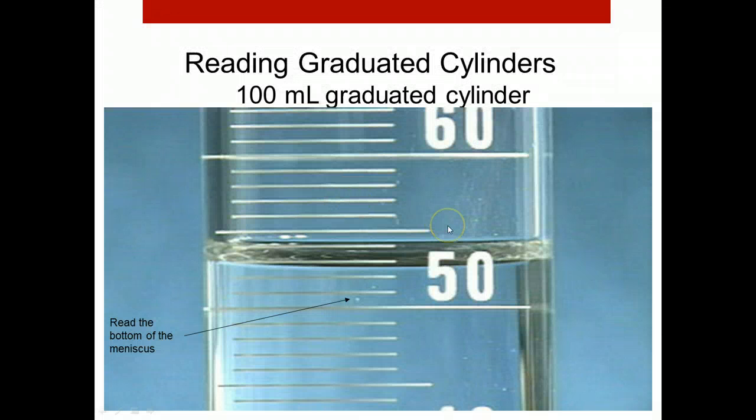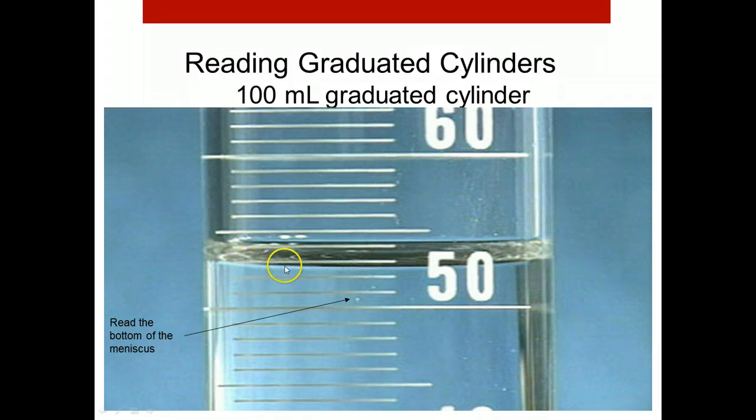So here's an example. This is a 100 milliliter graduated cylinder. So the first thing we're going to look at is, what do our marks mean? Our big line here is 50. Our big line here is a 60. So that means there's 10 milliliters in between here. We have 1, 2, 3, 4, 5, 6, 7, 8, 9, 10. So it's going to be the ones place. 10 milliliters divided by 10 is 1 milliliter. So this one's 51, 52, 53, 54, 55, 56, 57, 58, 59, 60.